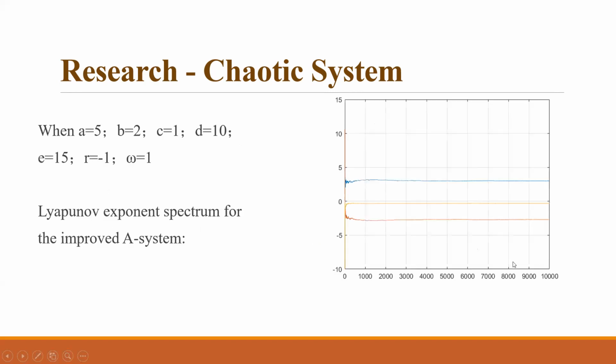Next is the Lyapunov exponent spectrum of the improved A system when A equals 5, B equals 2, C equals 1, D equals 10, E equals 15, R equals -1, and omega equals 1. The Lyapunov exponents can be used to analyze the characteristics of chaotic systems. As you can see from the graph, one of the exponents is always greater than 0. It shows that the chaotic system at this time is in a chaotic state.